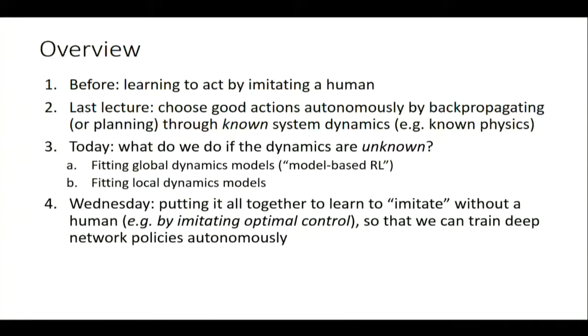And then on Wednesday, we're going to put it all together and talk about how we can combine model learning, optimal control and imitation learning to autonomously acquire policies by essentially imitating optimal control, so that we can train these deep neural network policies. That's going to put together a lot of the pieces that we've learned. And towards the end of this lecture, I'll discuss how this, even though it seems a little weird, turns out to be a very natural solution once you consider the entire model-based RL pipeline.